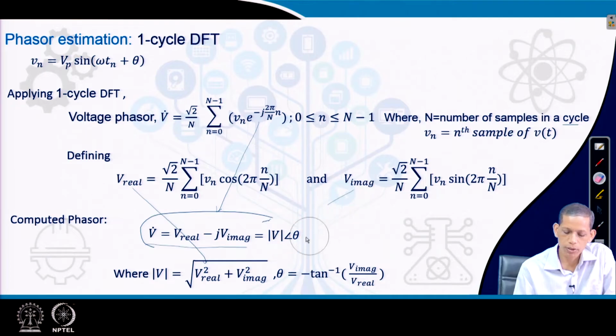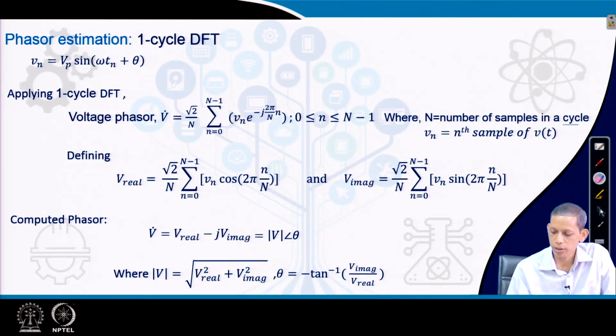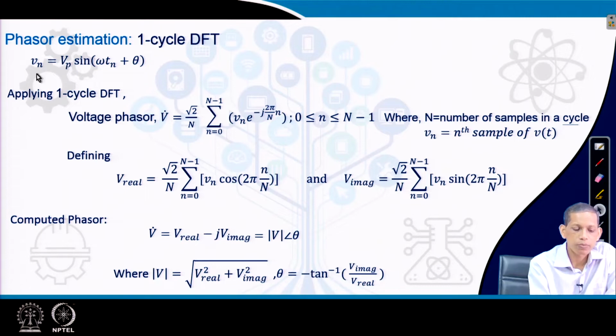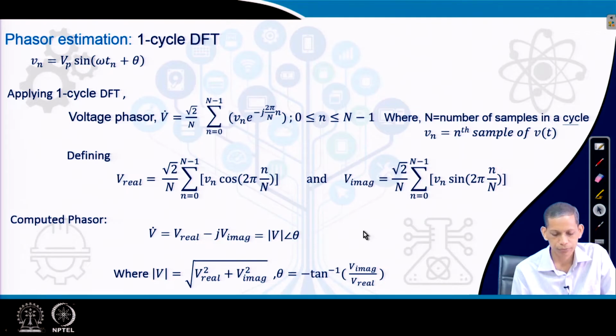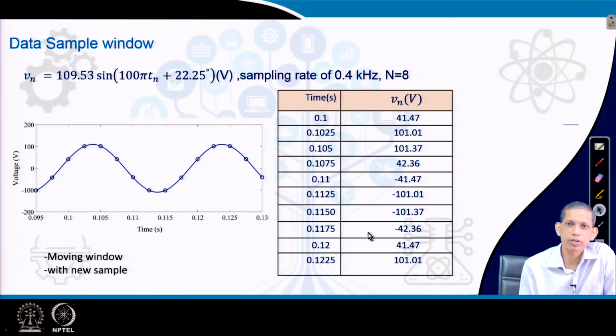So, overall this gives us the phasor computation process. With sample values of the signal available for one cycle, we multiply the corresponding Fourier coefficients with the samples and find the summation, multiply by root 2 by N, and the processor now gets the corresponding voltage phasor for that particular window of signal. Now, we will see how this computational process is accomplished through an example.